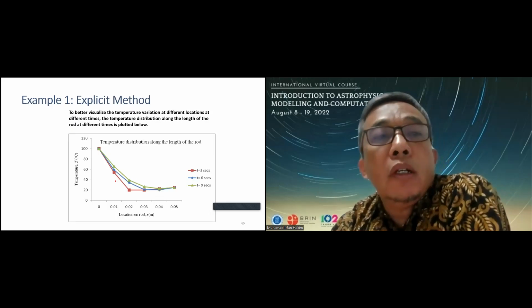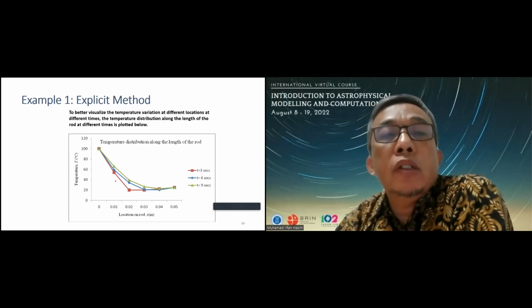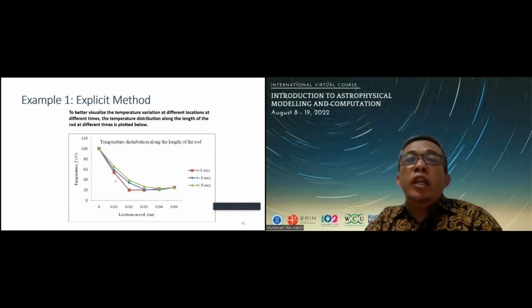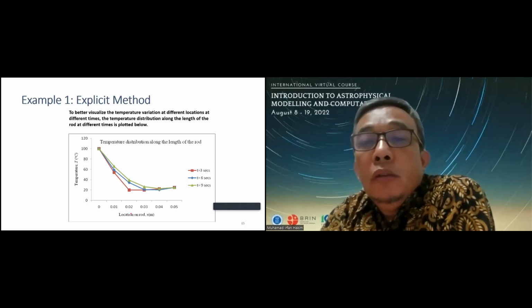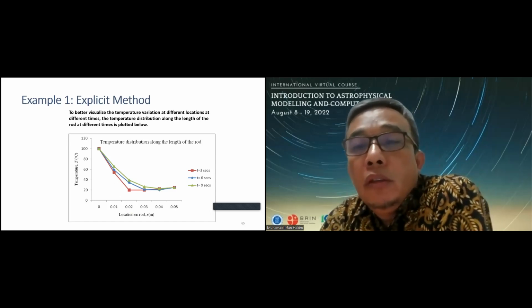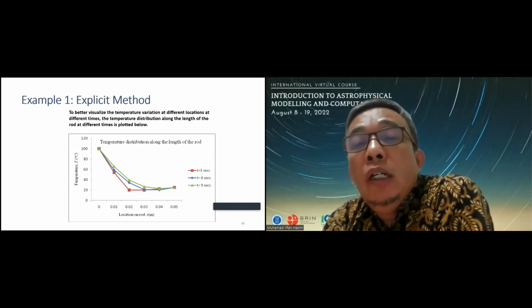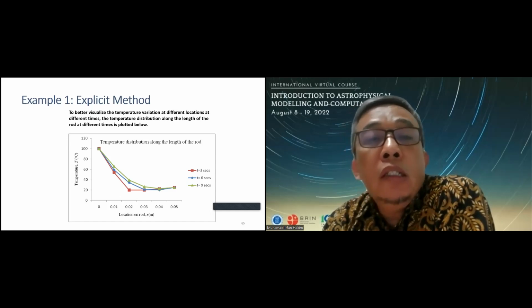For sure, this picture visualizes the temperature variation at different locations at different times. You will see that for a better performance, we have to use a smaller time step size here than 3 seconds.